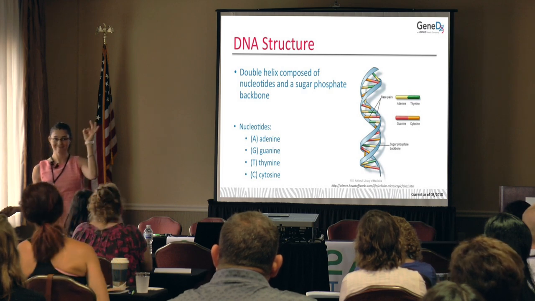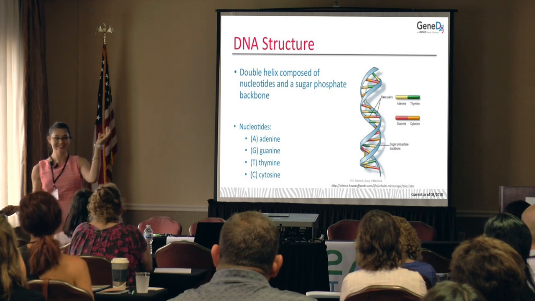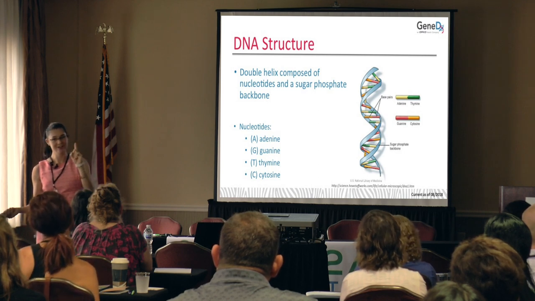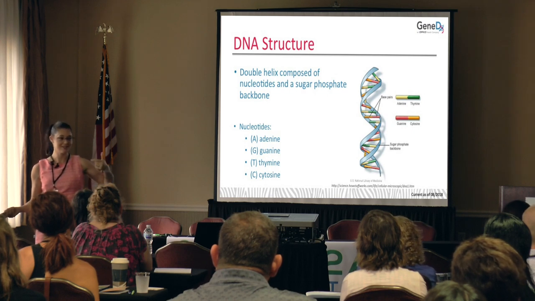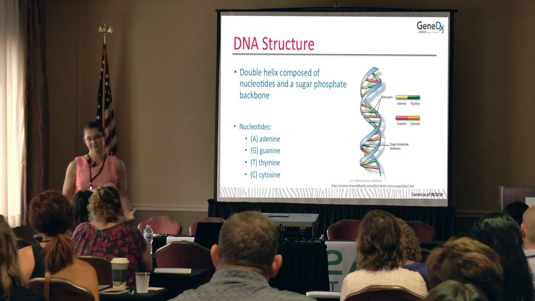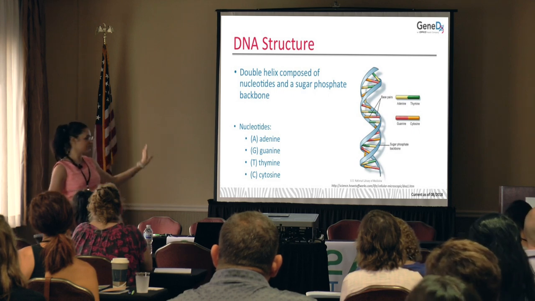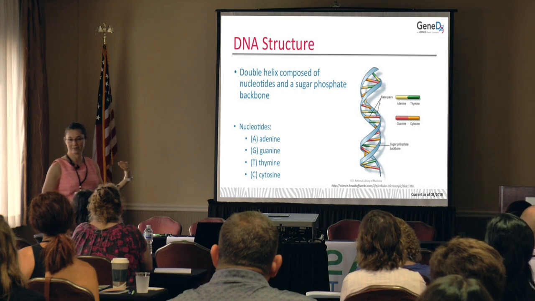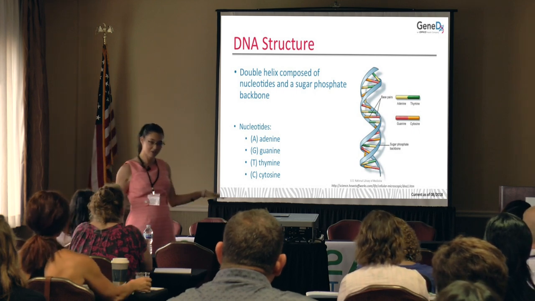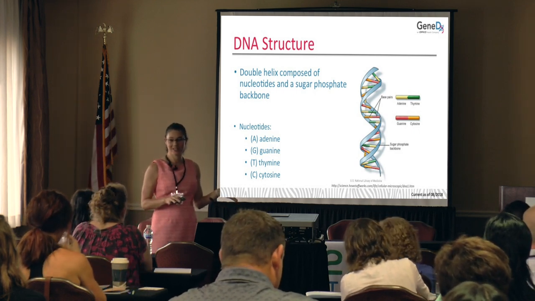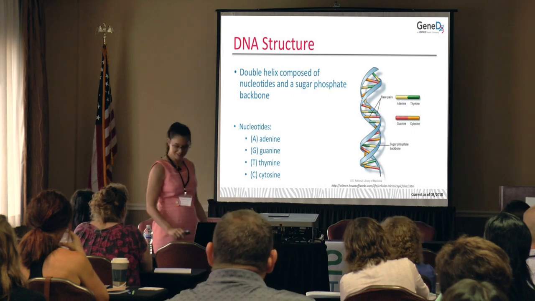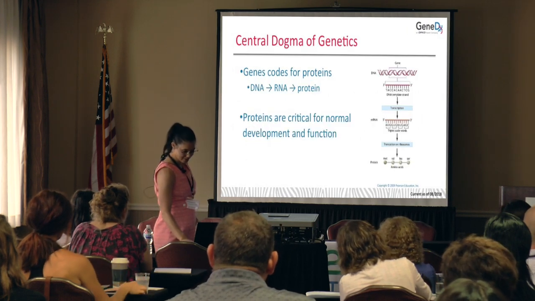We all came from one cell: a sperm and an egg together. There was only one genome, one set of DNA there, and it copied itself billions of times as we grew and developed. So the DNA is the instructions for all of that to happen. That's why we all have so many similarities as human beings, and it's why we have a few differences among us as well.